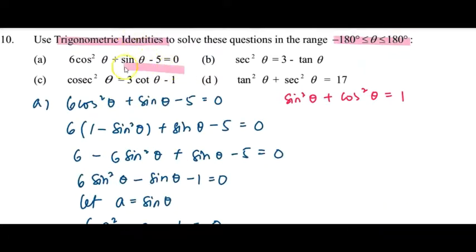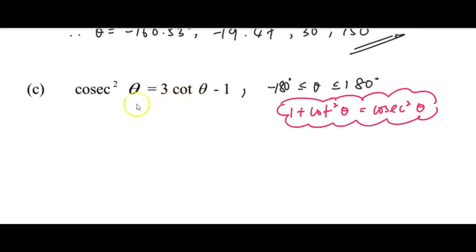Now I'm going to show you the solution of C. Questions B and D, I'll leave for your exercise. Now we're going to discuss the solution for part C. For question C, I'm going to use this identity: 1 plus cot squared theta equals cosec squared theta. I'm going to convert the cosec squared theta in terms of cot. So I'm going to substitute cosec squared theta with 1 plus cot squared theta, which equals 3 cot theta. Copy down here, copy down this, and minus 1.